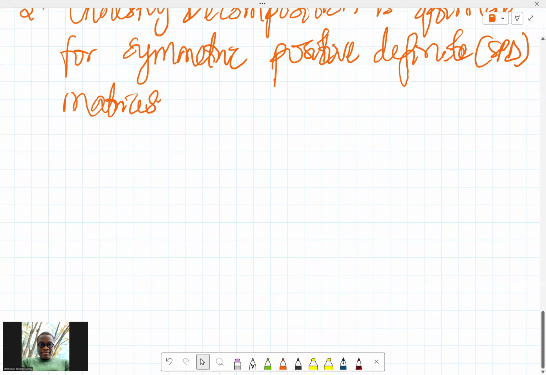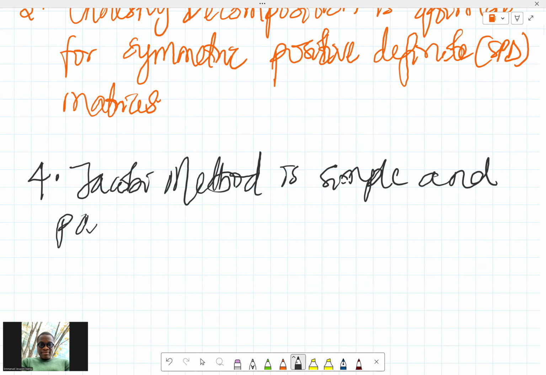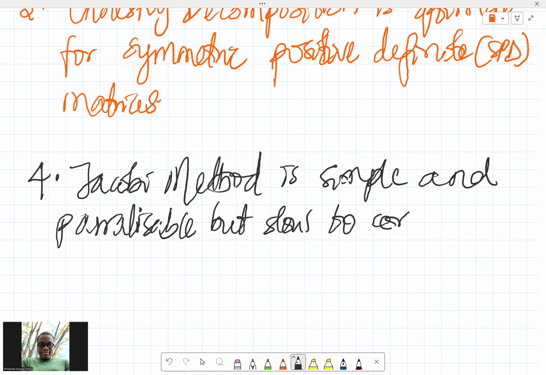The fourth takeaway is that the Jacobi method is simple and parallelizable, but slow to converge. It can be quite slow.